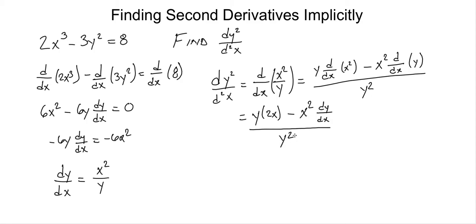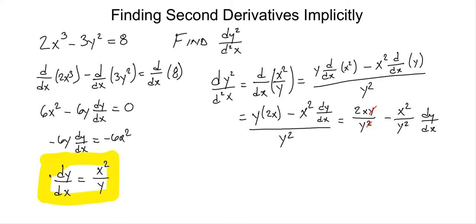Okay, so let's just take this one step further here and simplify it a little bit. Really what we're going to get is 2xy over y squared minus x squared over y squared dy dx. Okay, and we can see that in this first term here we can cross out the y with one of those right there. So you just get 2x over y. Now we don't want to leave dy dx in our answer. So fortunately for us, we know what dy dx was equal to. We already found that dy dx was right over here, where it equaled x squared over y. So I'm going to go ahead and substitute that back in now.